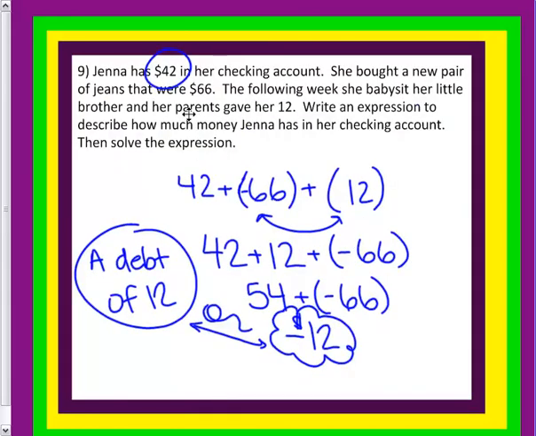Okay, Jenna's got $42 in her banking account. She spends $66 on jeans, and her parents give her $12. So these are positives, the 42 and the 12, which make 54, but I have more negatives than positives, so she's still in debt $12.